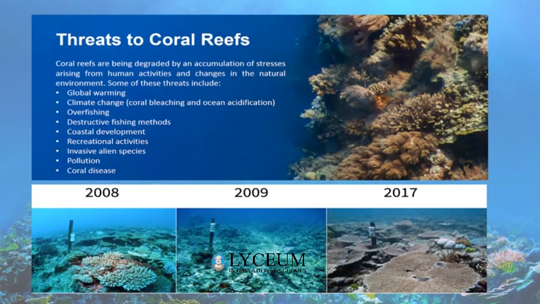Threats to coral reefs. Coral reefs in Sri Lanka and elsewhere in the tropical world are under threat due to natural forces and the action of man. In this slide, you can learn a few of them. Global warming, climate change, overfishing, destructive fishing methods, coastal development, recreational activities, pollution, and also coral diseases are some of them. And in the last picture, you can clearly see how coral reefs have been threatened during the time period of 2008 to 2017.